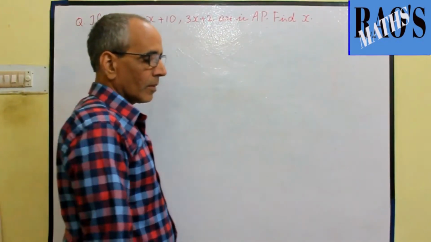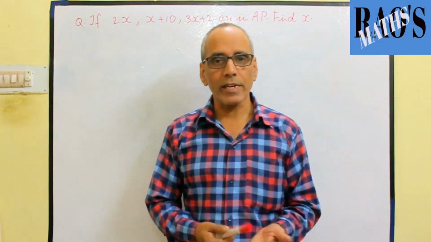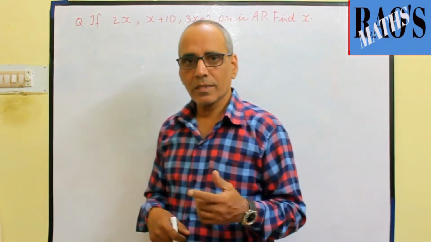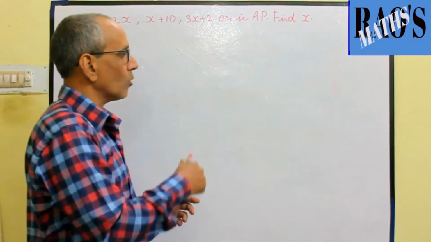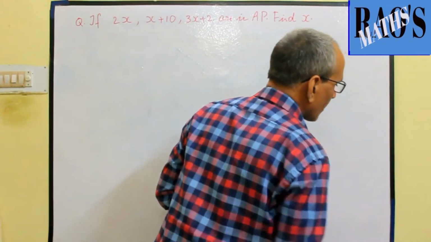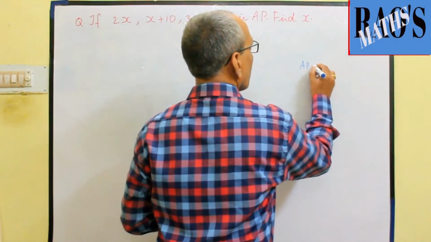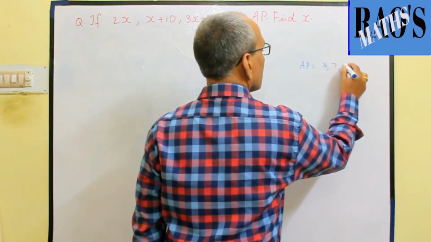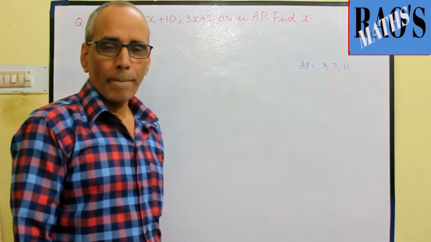One more question. In this question, you are given the 3 terms of AP in terms of x. You have to find the value of x. We can answer this question in 2 ways. First way is, let me show some examples here. Suppose an AP is 3, 7, 11. These are the 3 terms of AP.